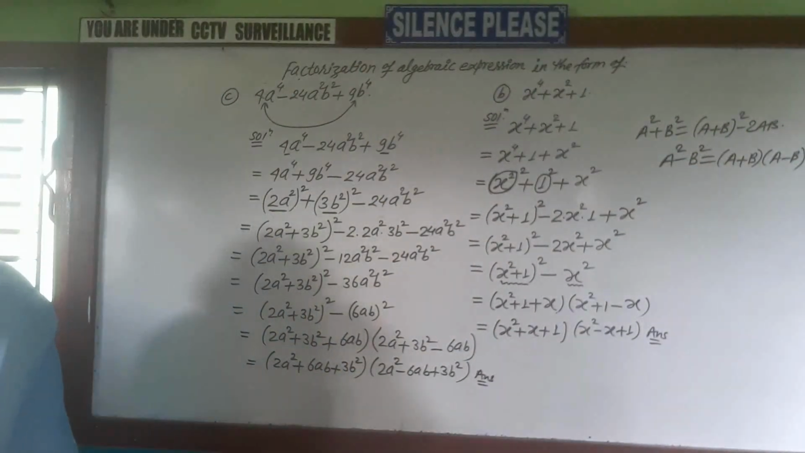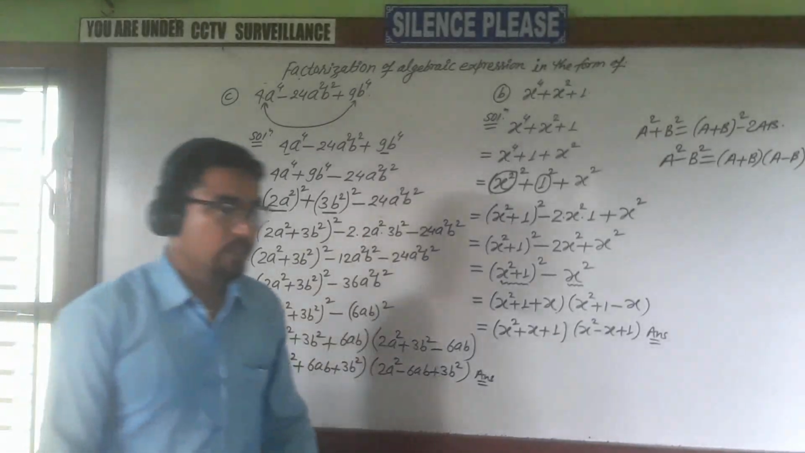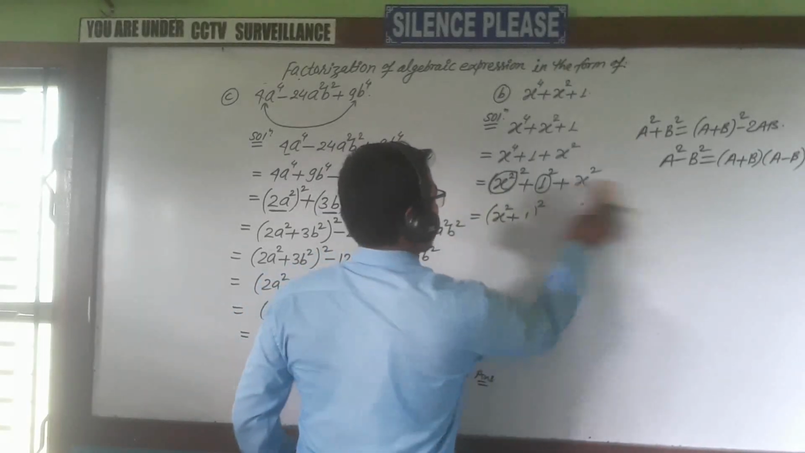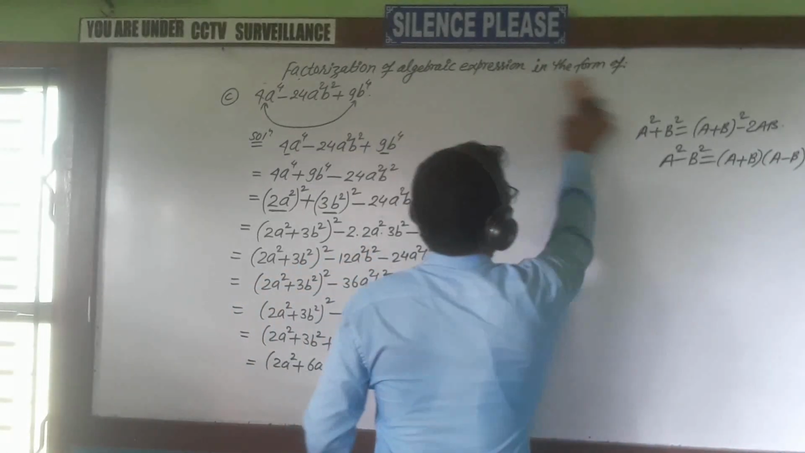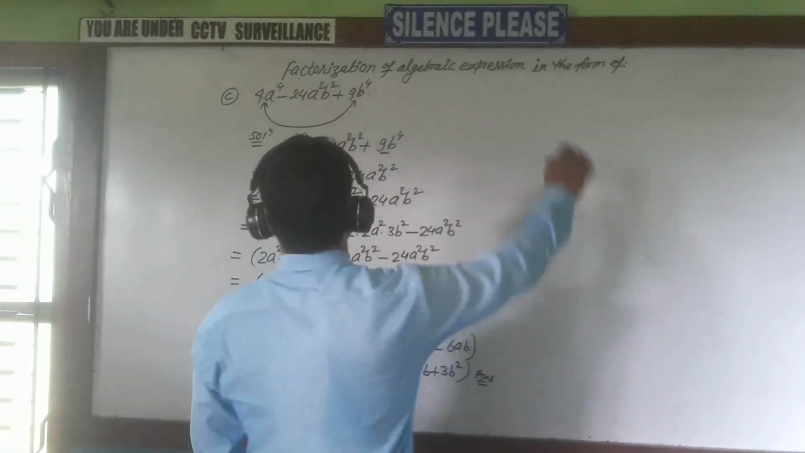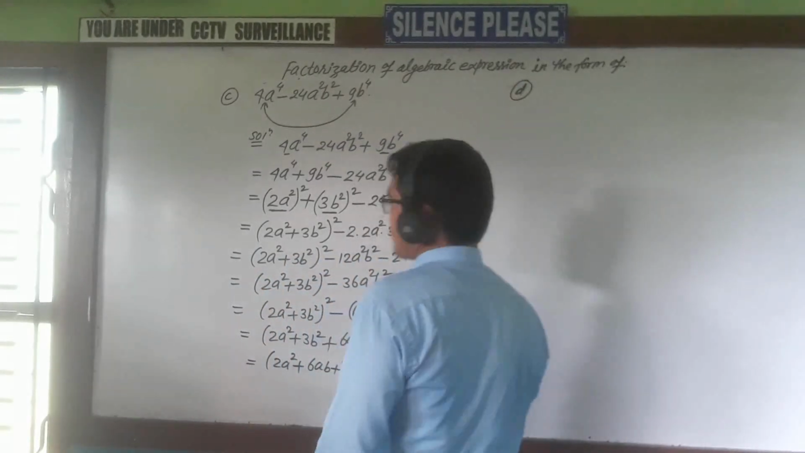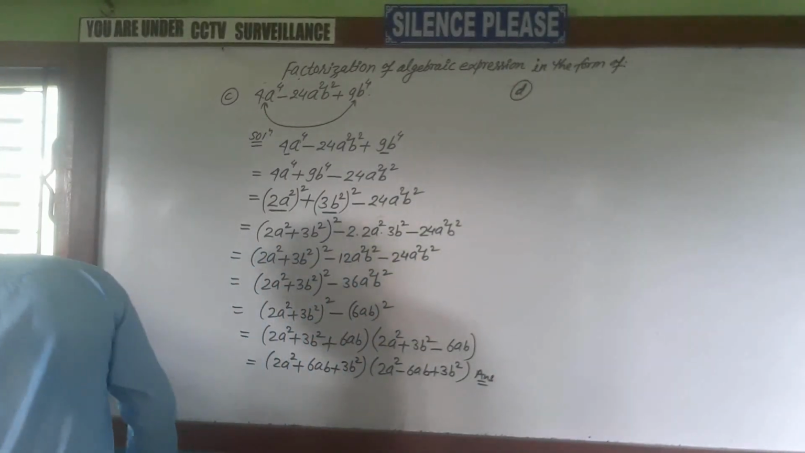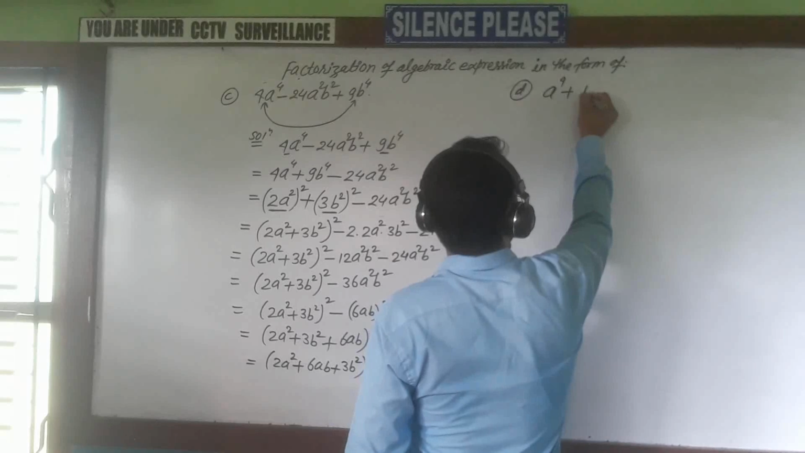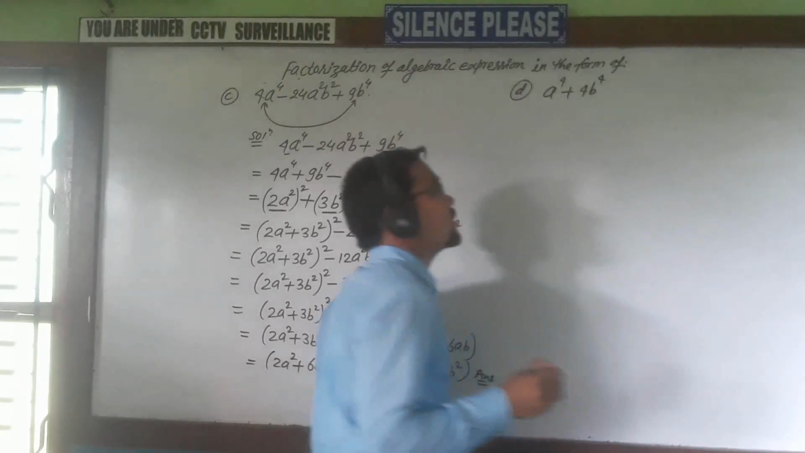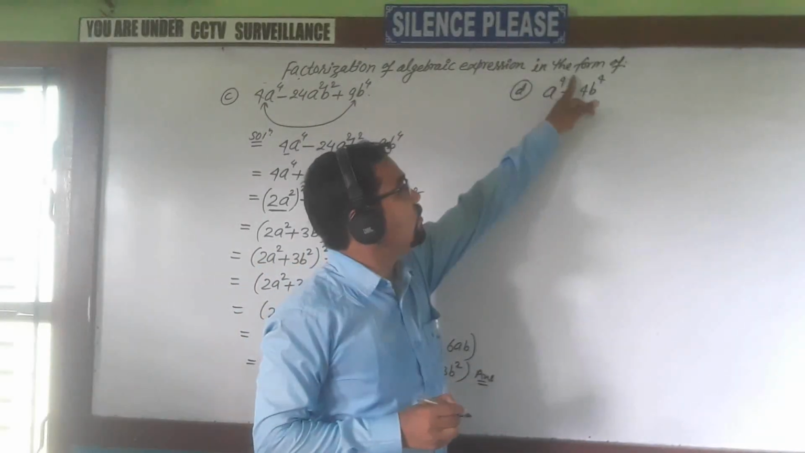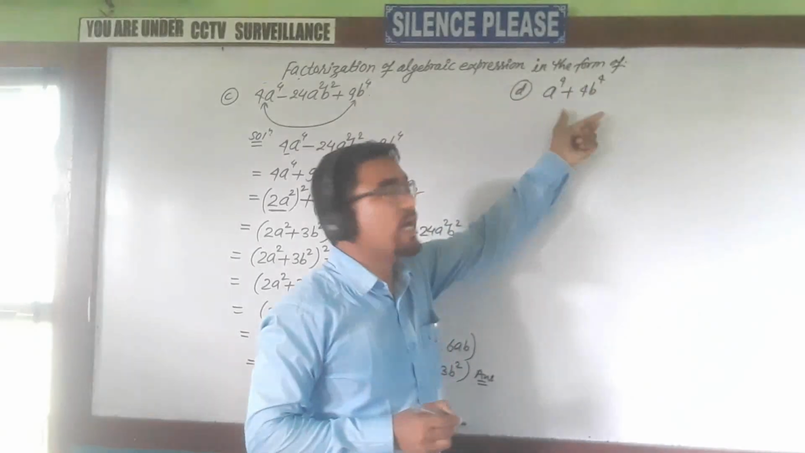Next question we would like to do here, question number D: a power 4 plus 4b power 4. This we have to factorize. Our question is a power 4 plus 4b power 4. This we have to factorize.